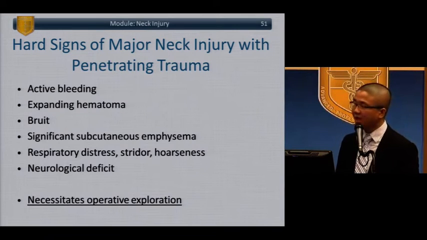I just want to stress that I hope by the time you got to this point, the patient was already intubated in the clinical scenario, because that's the A of the A, B, C, D patient. And then these patients necessitate operative exploration.